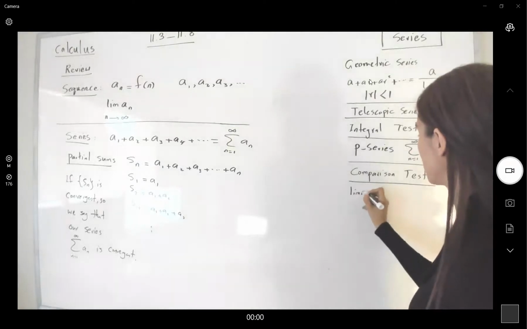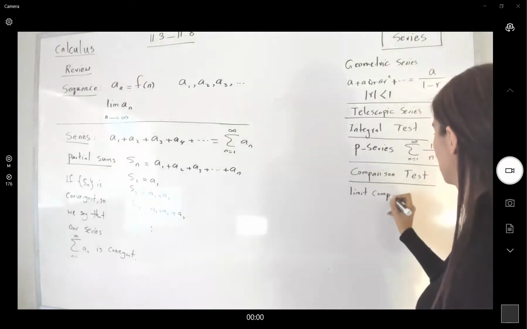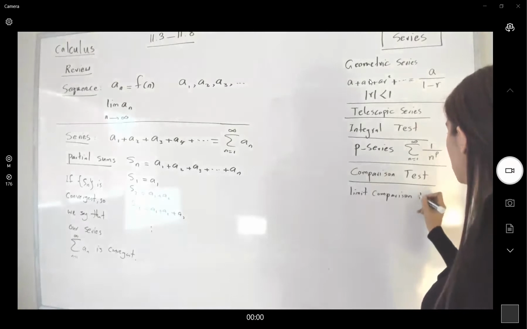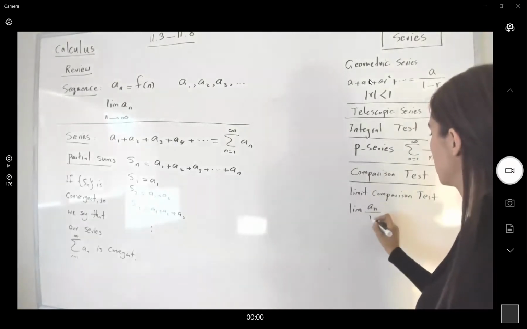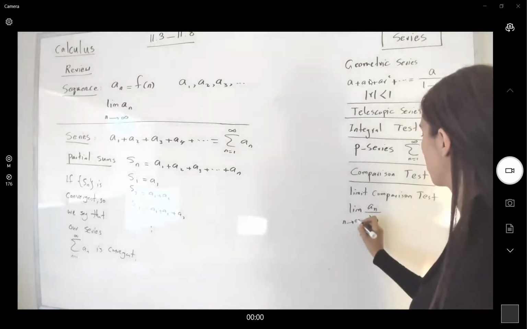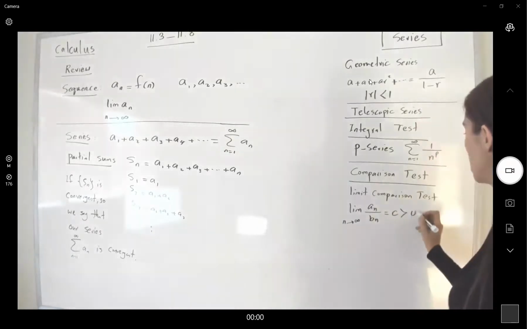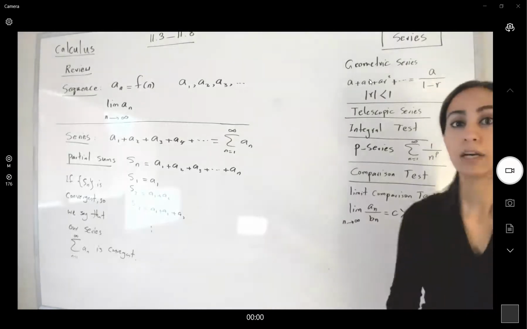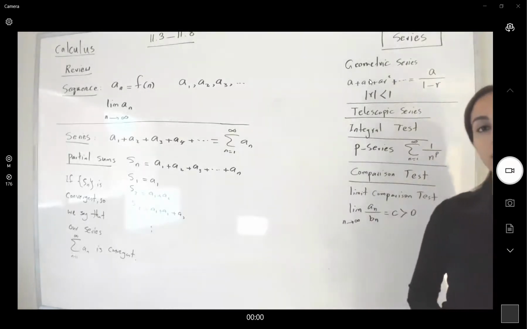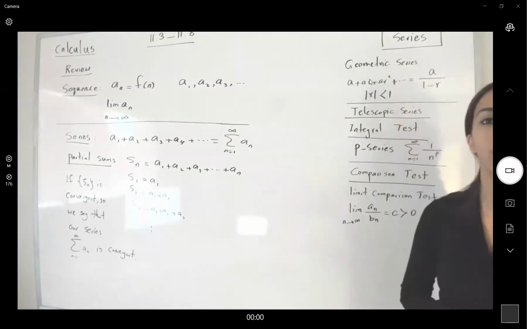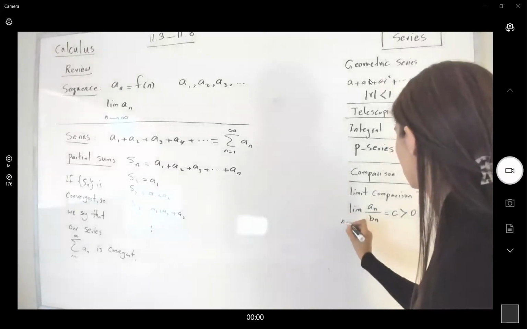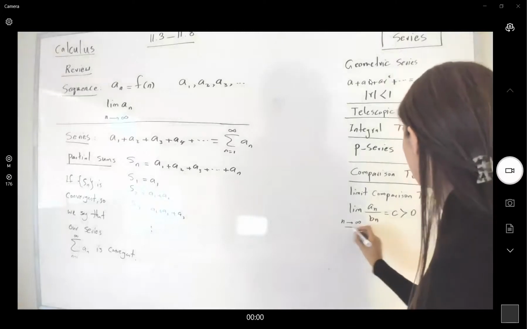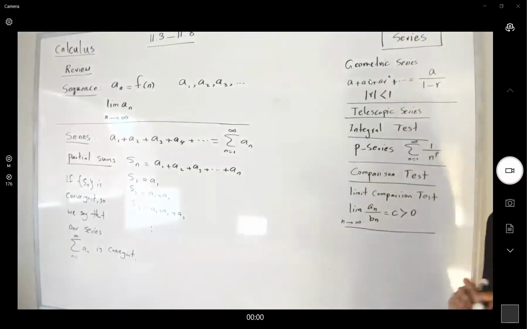Then we talked about the limit comparison test. In the limit comparison test, we have the limit of a sub n divided by b sub n as n approaches infinity equal to c. If c is greater than 0, then both series are convergent or both are divergent. Do we have more tests? There are some more tests that we're going to talk about today.